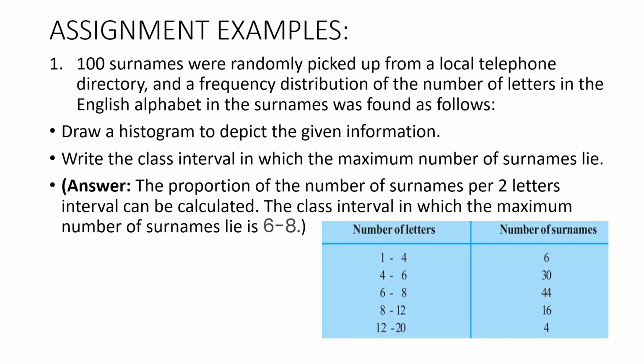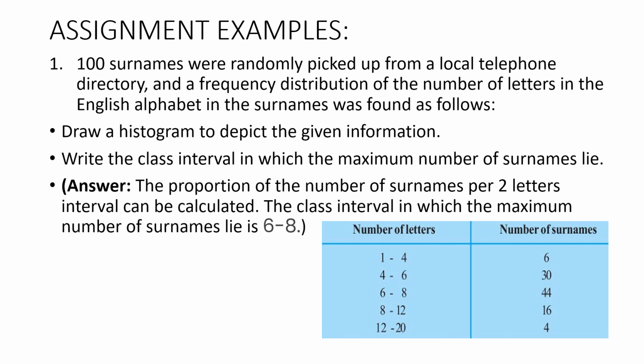Now some assignment examples. Please practice them so that you can get an idea of the graphs. First one: 100 surnames were randomly picked up from a local telephone directory, and a frequency distribution of the number of letters in the English alphabet in the surnames was found as below. You have to draw a histogram. Now write the class interval in which the maximum number of surnames lie.